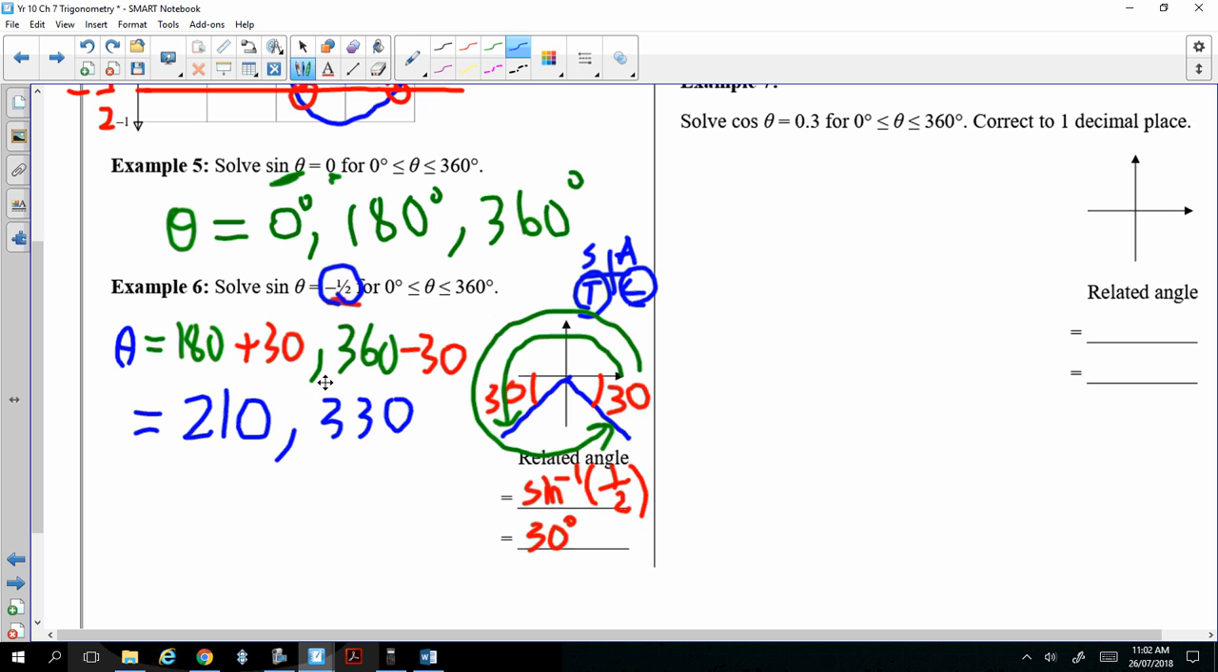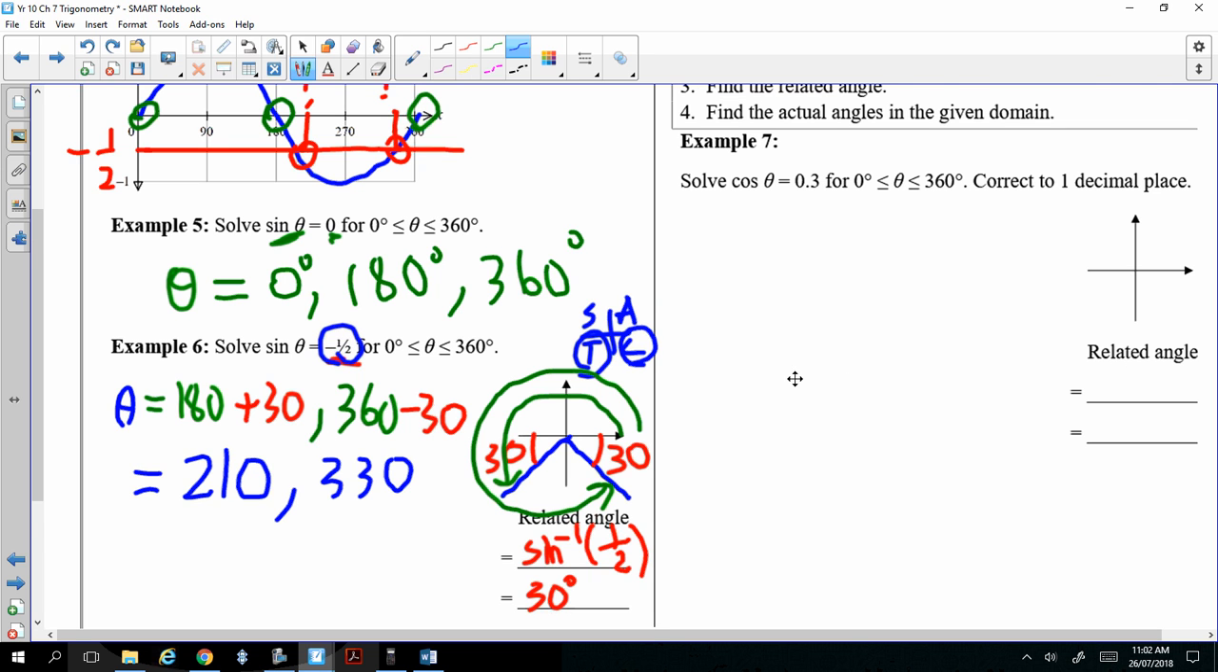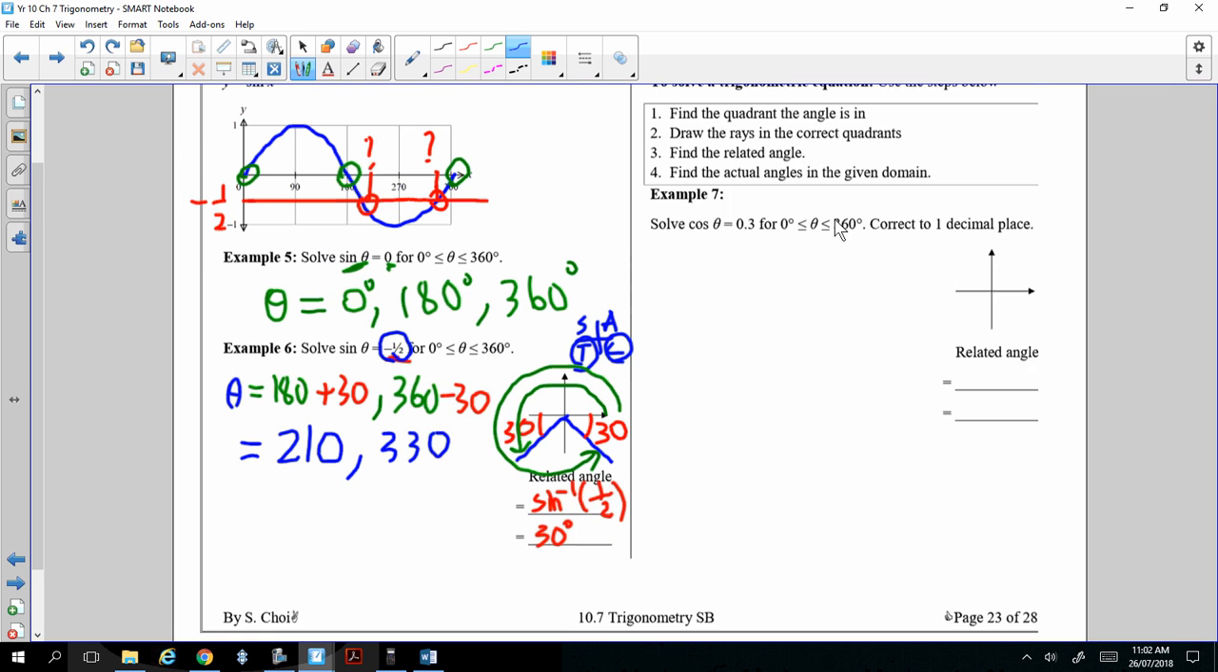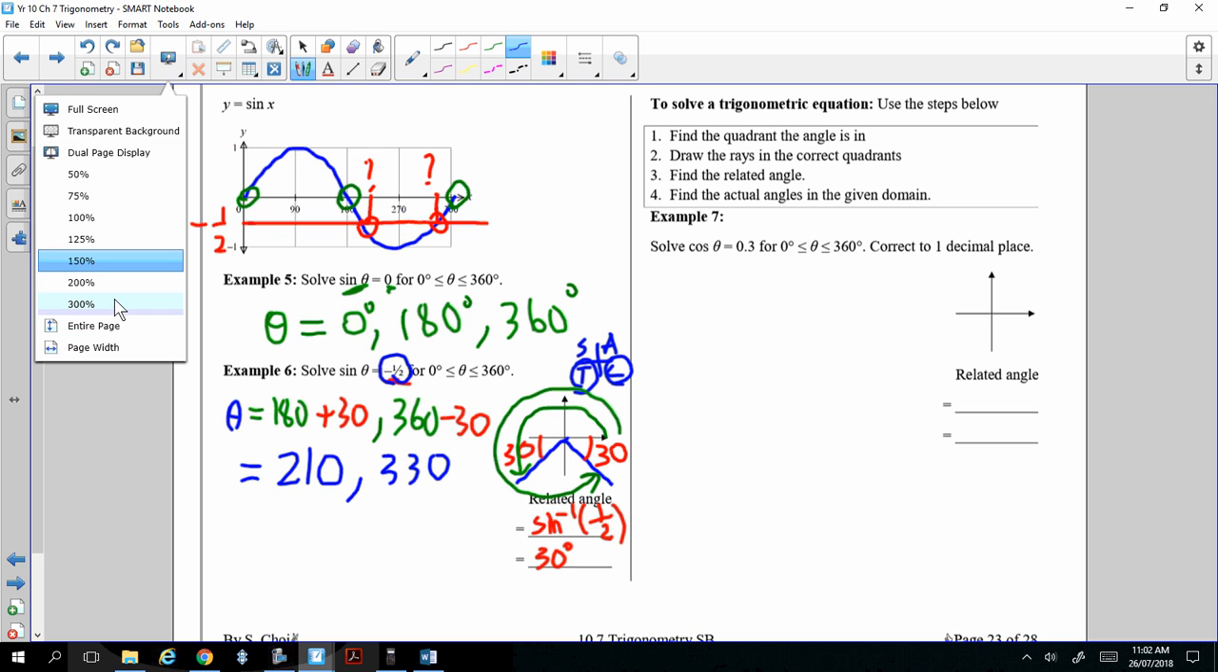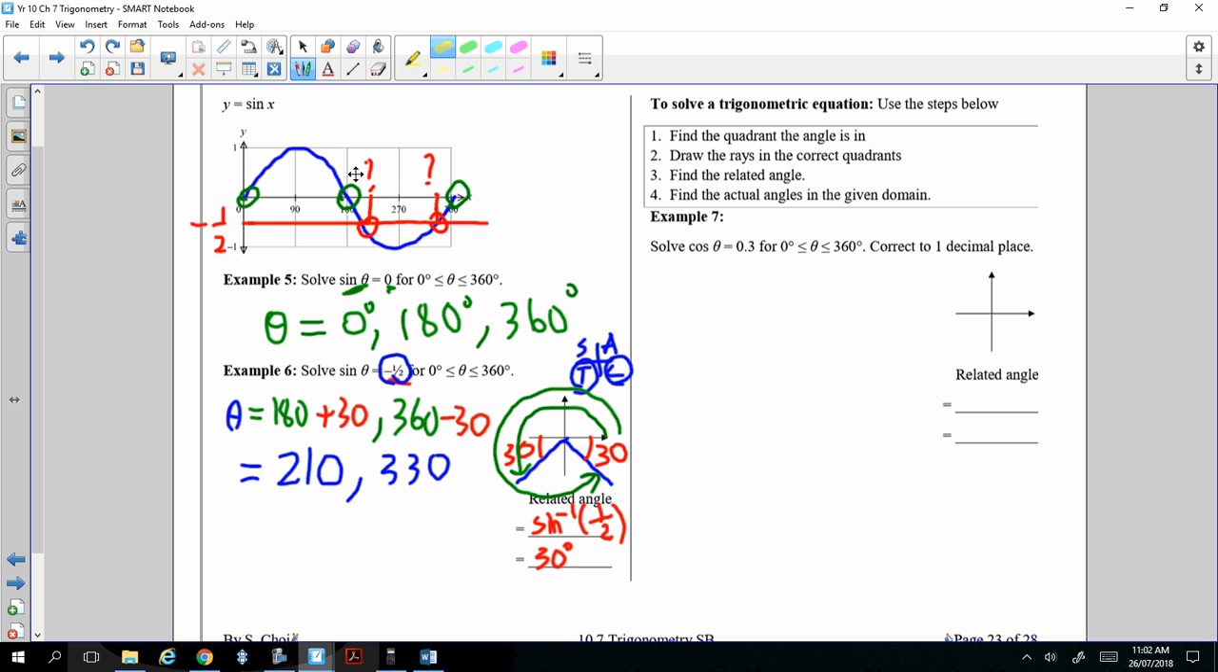So this is the procedure. I've outlined the procedure in this box here. When we solve a trigonometric equation, find the quadrant, draw the ray, find the related angle, and then find the actual angle. Okay? Alright, let's try the next one. Before I do that, maybe I should highlight this bit. There you go. This is important. Alright, let's try to do the next question. And then there are some practice questions after this page, which you will try in your own time.